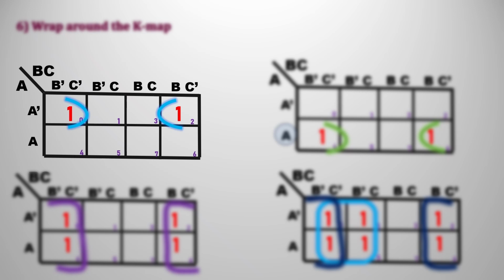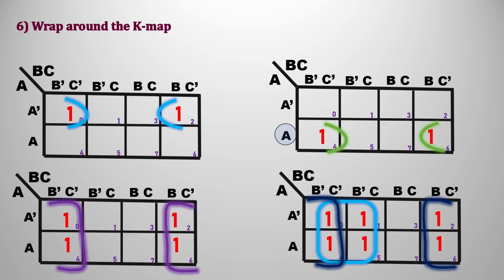So 0 and 2 can be made as a single group, that is a group of 2 elements. 4 and 6 can be made as a group, and together this can be made as a group of 4 elements, that is 0, 4, 2, 6, the purple group. The next one is also possible, a group of 4 elements in dark blue color. That is also known as corner grouping, that is 0, 4, 2, 6. The last map is present in this.